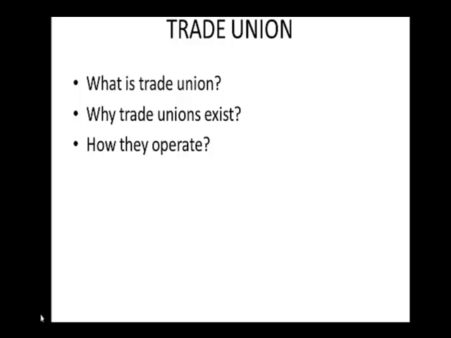So trade unions are groups of workers who join hands to protect their rights and assert pressure on the owners and management to increase their benefits. So that's all in this lesson. Thank you very much.